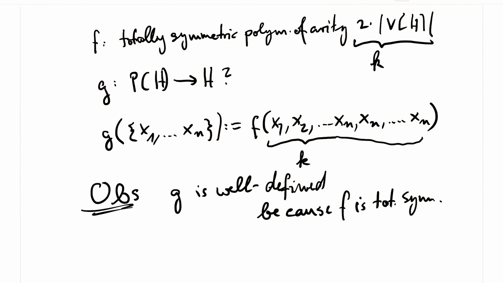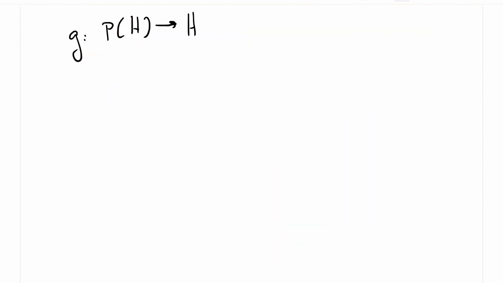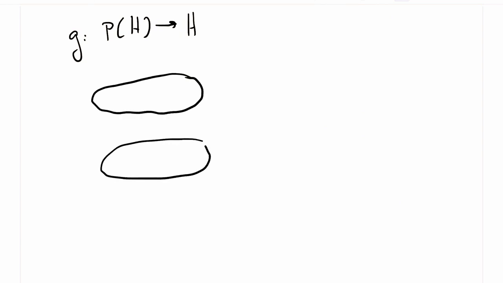What we have to verify is that G is a homomorphism. And this we'll do on the next page. For this proof, it's really nice to work with pictures. How does P of H look like? The vertices are non-empty subsets of elements of vertices of H.